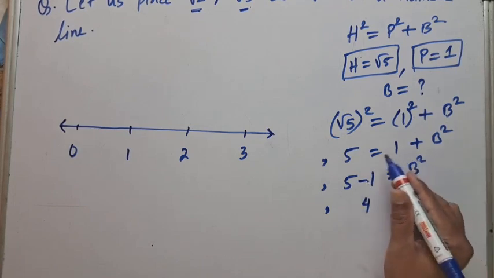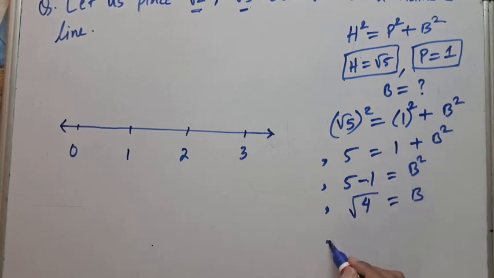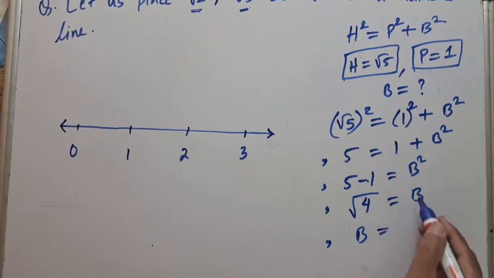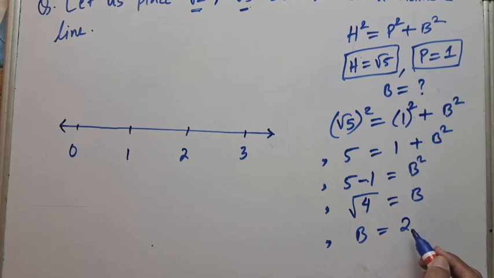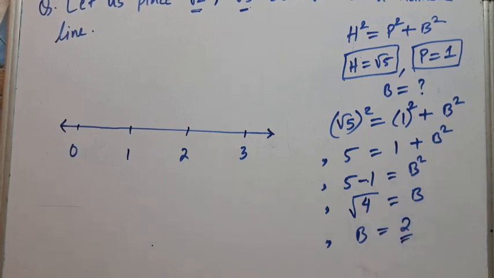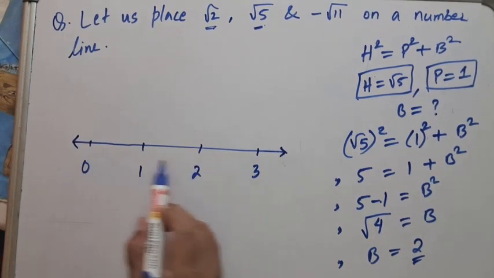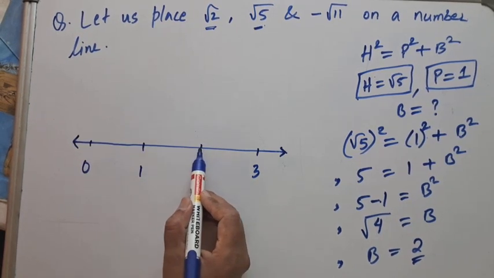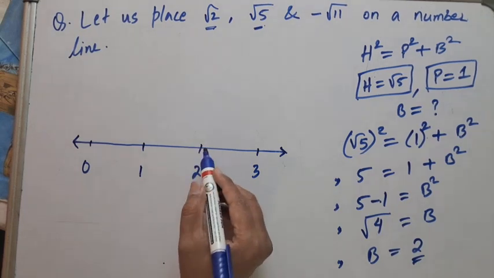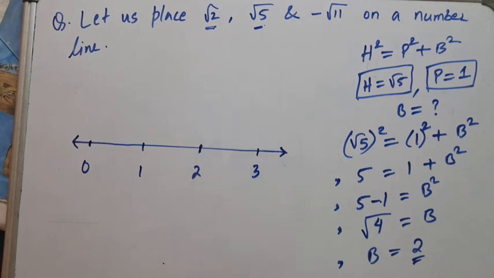Now we bring this square to the other side, it becomes root, so b equals root 4, which means 2. 2 twos are 4, so root under 4 means 2. So we have base as 2. To place root 5 on this number line, we should take 2 units as base. This is 1, this is 2. From here to here is taken as base.